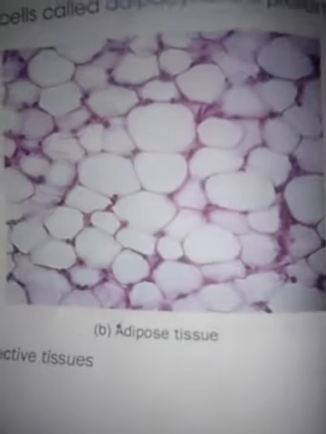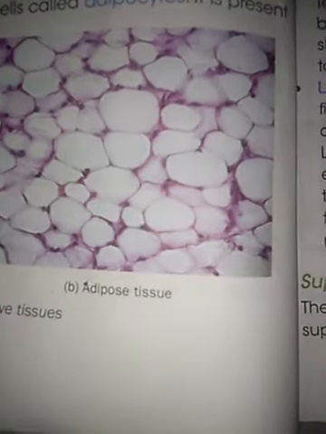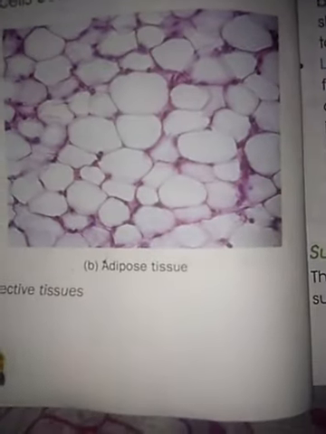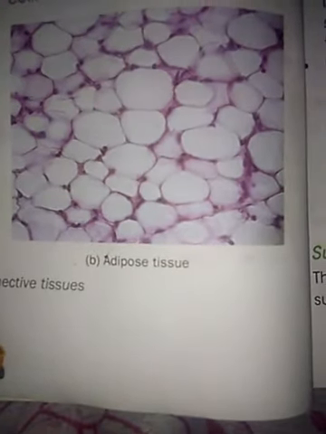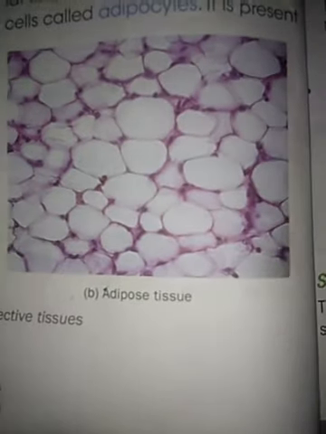What are the uses of adipose tissue? It is used to store energy in the form of fat. And it protects the internal organs. What are internal organs? Lungs, liver. These organs are protected with the help of adipose tissue.